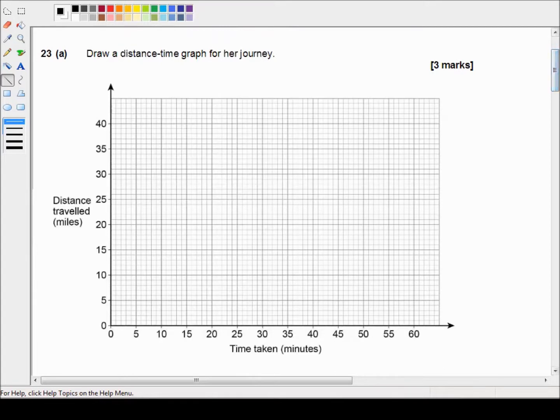So her average speed is 40 miles an hour for 30 minutes. Well, if you're travelling 40 miles an hour for 30 minutes, then you will have covered a distance of 20 miles. So assuming she's starting from 0 miles, we're going to be wanting to draw a straight line from point 0, 0 to 30 minutes and 20 miles. Now I reckon that that's the 20-mile mark. So your line should probably look something like that.